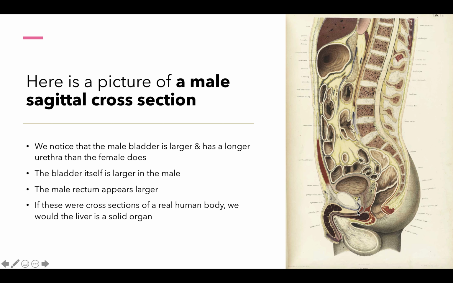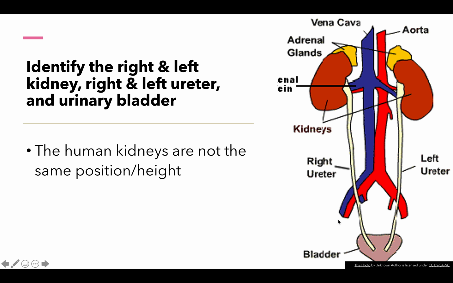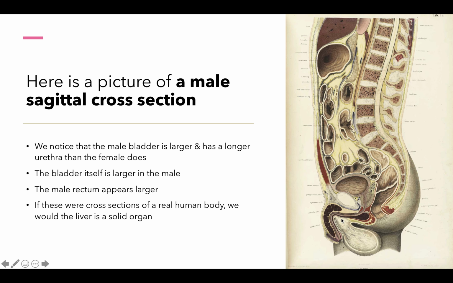Here's a picture of a male sagittal cross-section. We want to identify the four organs we just previously identified in the female and describe the differences. And it may be hard to really identify the differences given that these are just drawings, but in reality, we would see that the male's bladder is larger and the male urethra is longer. The male rectum also appears slightly larger, and the liver is a solid organ.